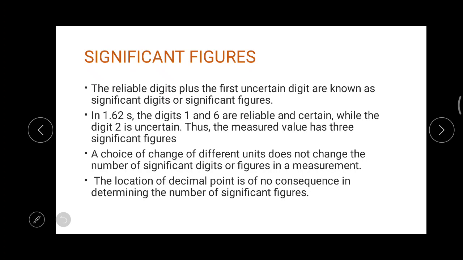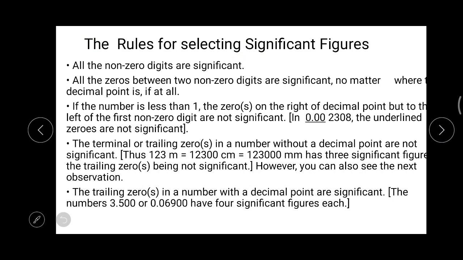As well, the location of the decimal point has no consequence in determining the number of significant figures. Whatever the position of the decimal point, it does not affect finding the significant figures. The significant figures do not depend upon the position of the decimal point. So these are the major points regarding the significant figures, and some rules are there.